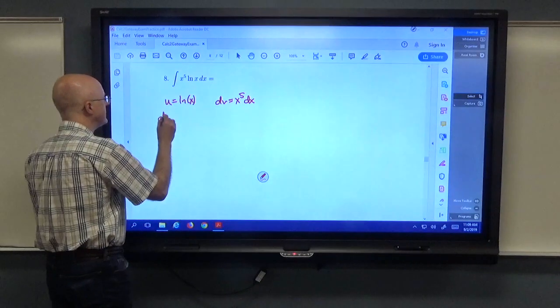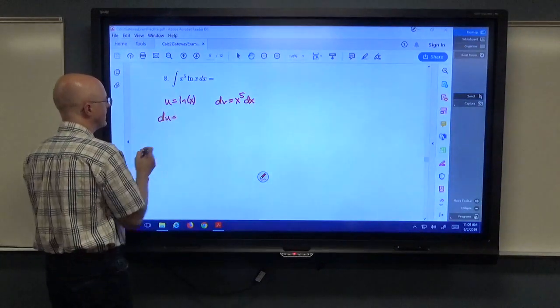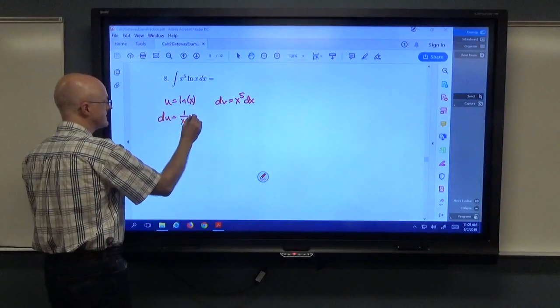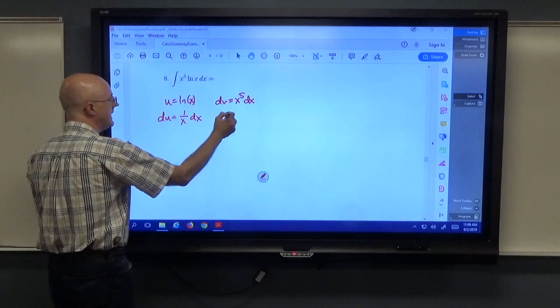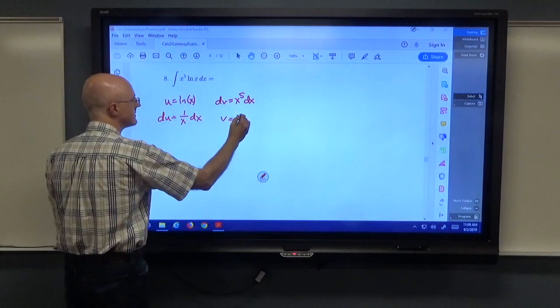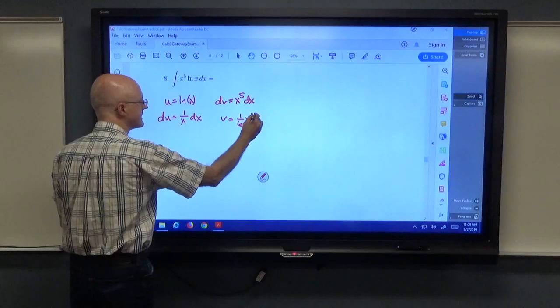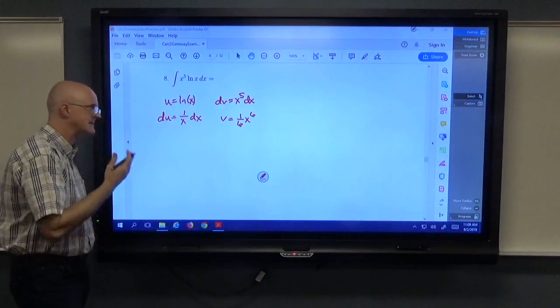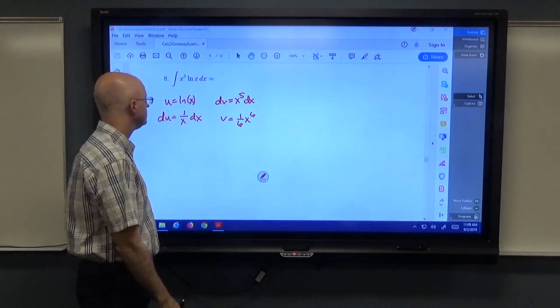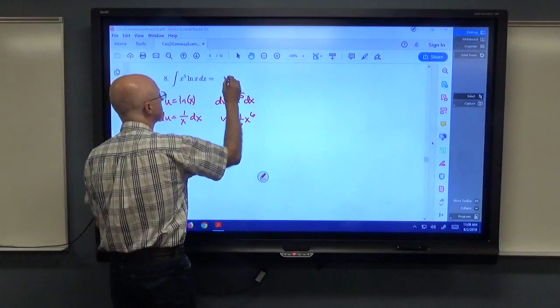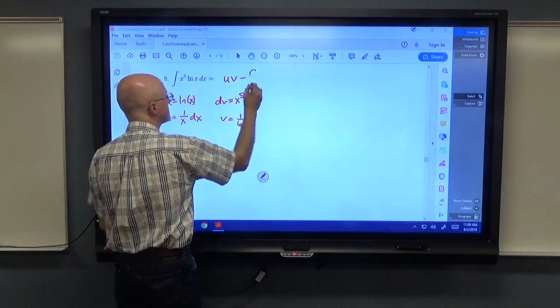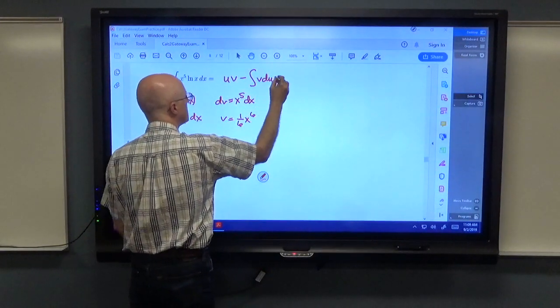Find du and find v. To find du, I need to differentiate this. That's easy. That's 1 over x dx. To find v, I need to integrate x to the 5th. That's not so hard. 1/6 x to the 6th. Plus c, but the c can be taken to be 0. The integral is going to be uv minus the integral of v du.